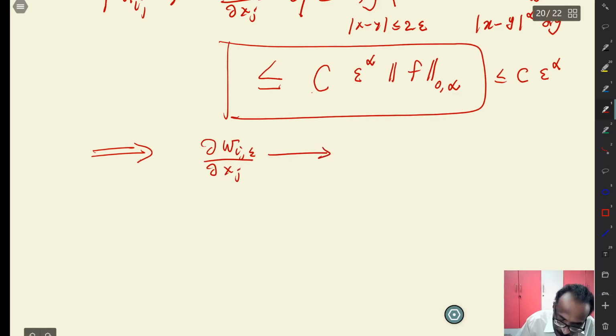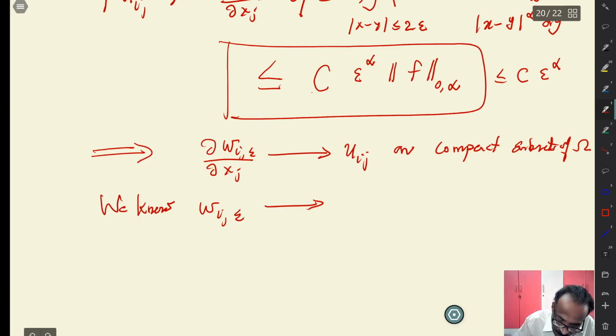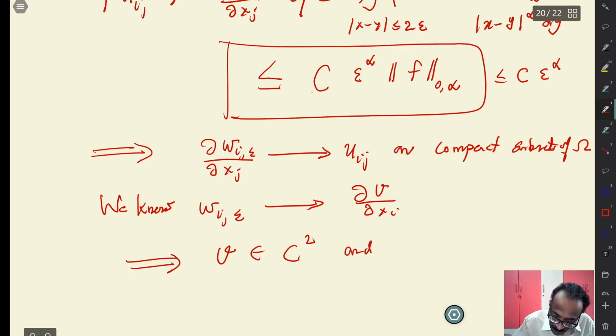converges to u_ij on compact subsets of omega, in neighborhoods here, as any compact subsets of omega. We already know that w_i epsilon converges to dv by dx_i, which we proved last class. All this put together now gives that v is in C2, that's exactly what you want, and d square v by dx_i dx_j equal to u_ij.